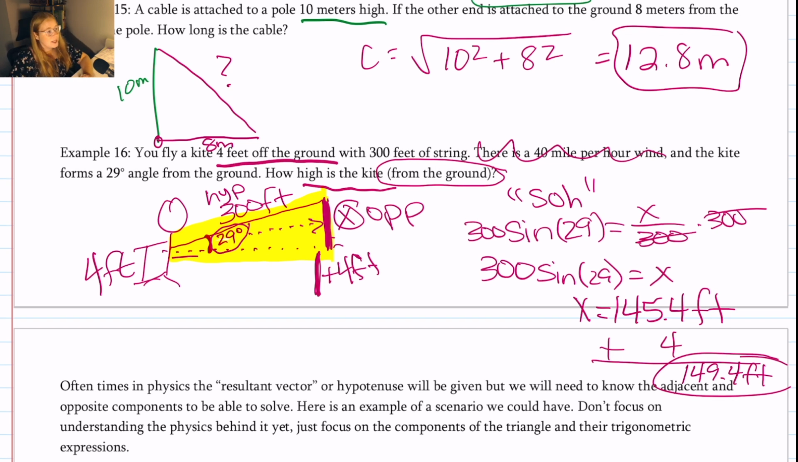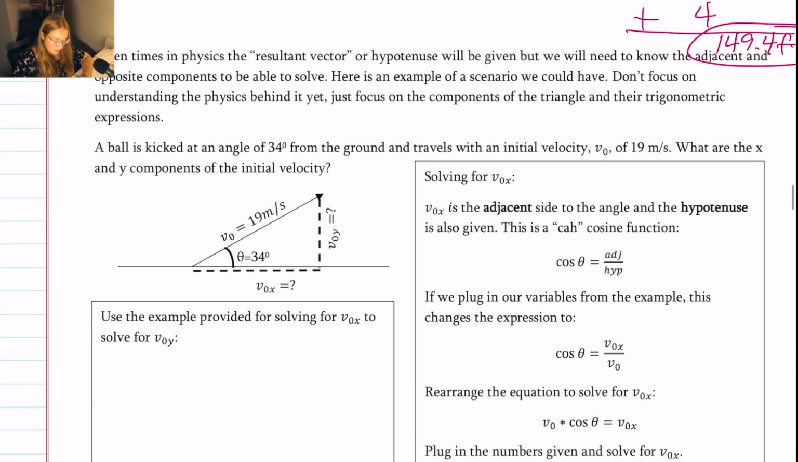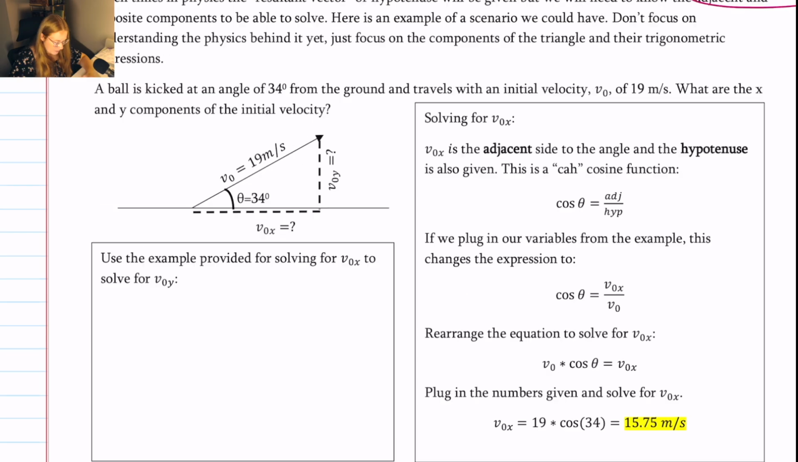Okay, so that's kind of the math-based problems using the trig functions. Yes, we use sine, cosine, and tangent quite a bit in physics, but we really only use it in one specific way. So this was kind of an intro to every possible way you could use it. But let's focus on what it's typically used for in physics.